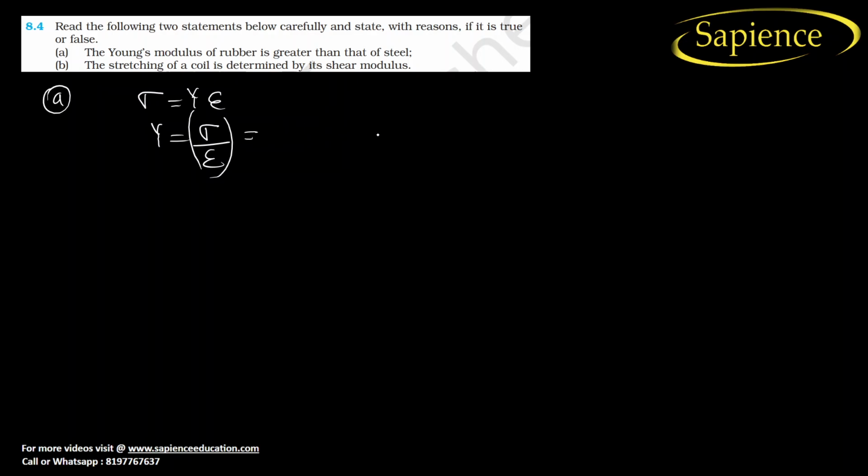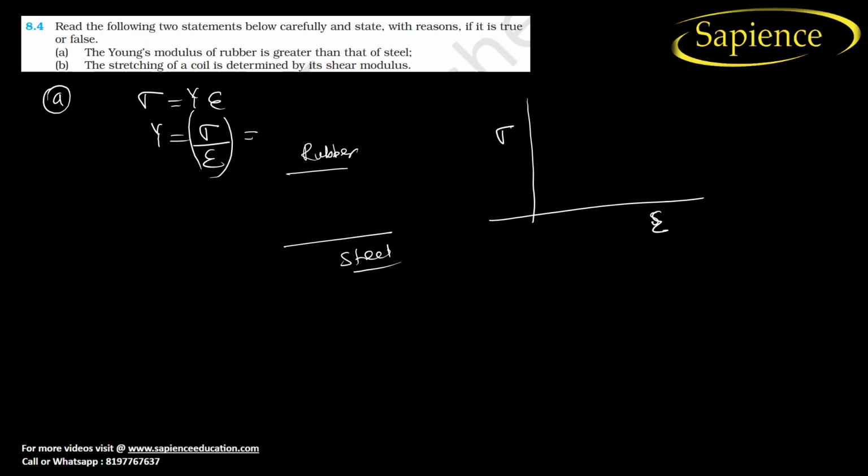So how can we see this? If we draw the graph between stress and strain, so this is stress and this is strain. So what will happen if we apply a force on rubber? Let us assume that this is rubber and this is steel. Let us assume that we are applying a force of 10 Newton here, and here also 10 Newton per meter square. They have the same cross-sectional area, so the stress applied to both is 10 newton per meter square.